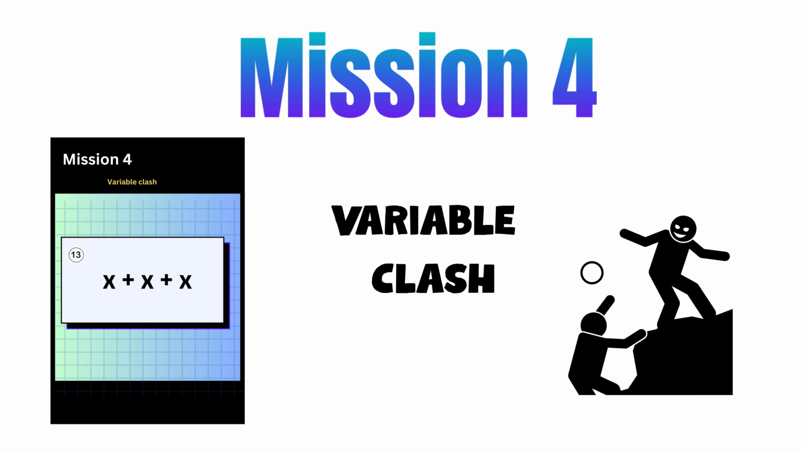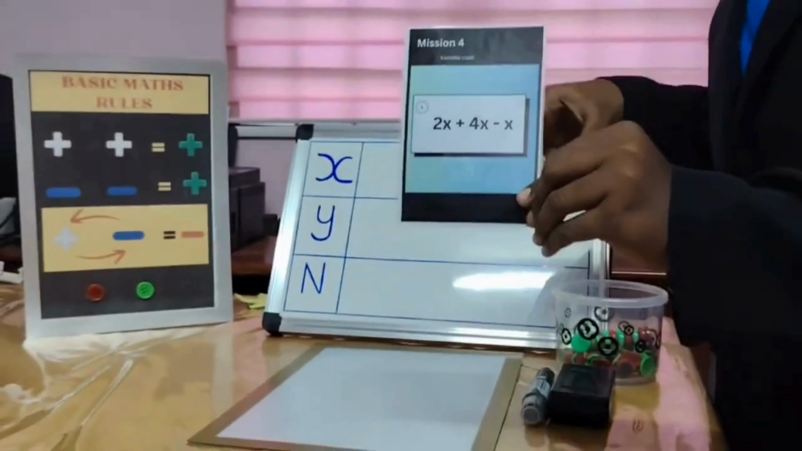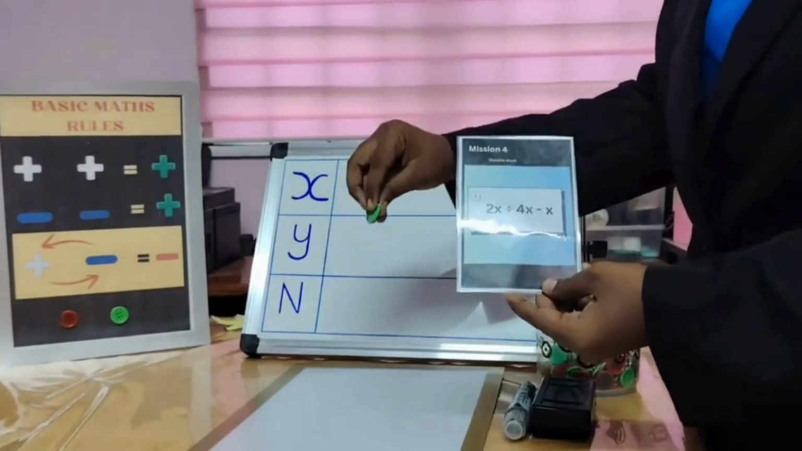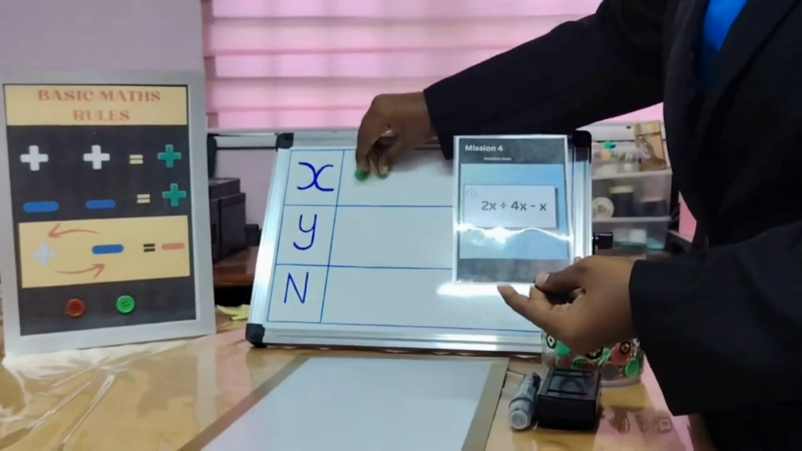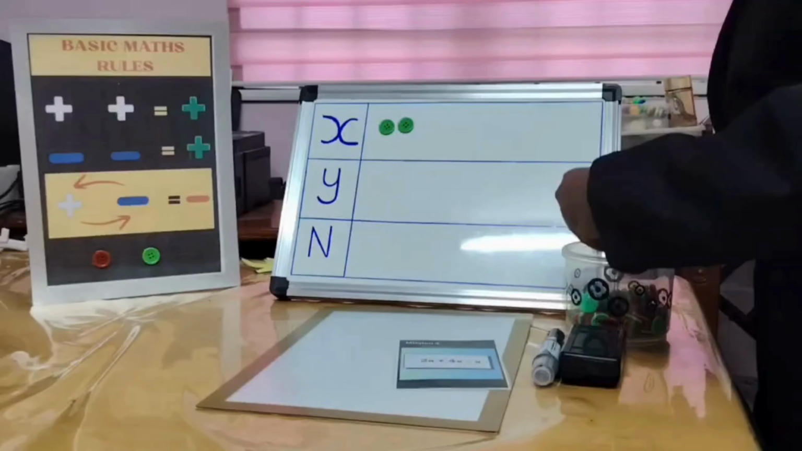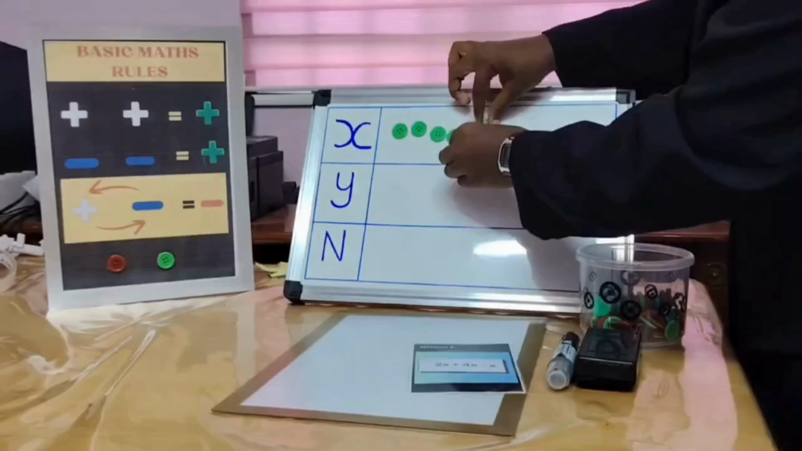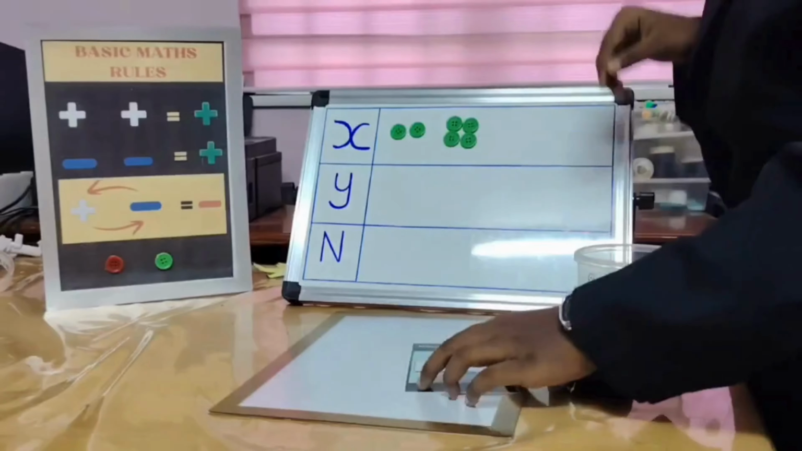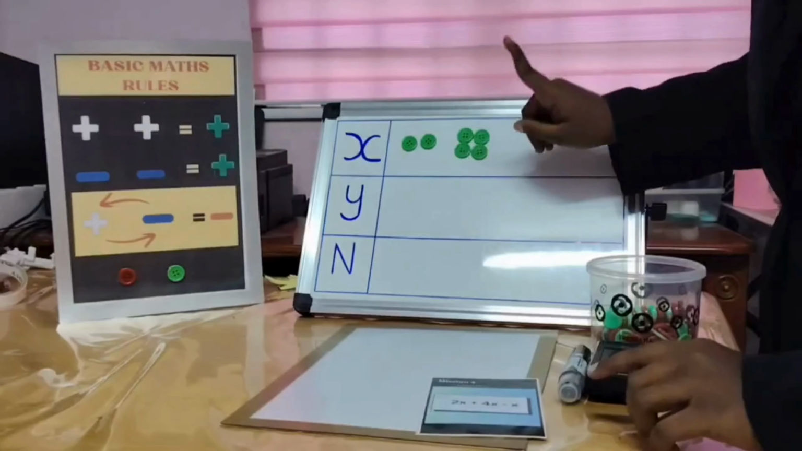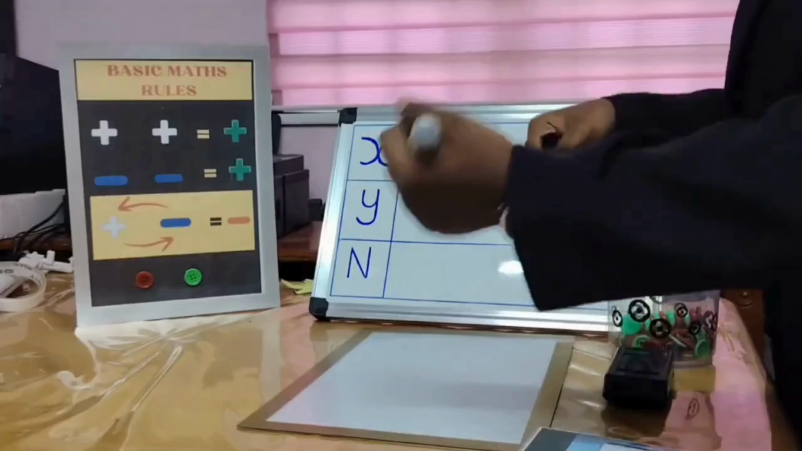Variable flash. Mission 4. So this is the equation for mission 4. First, 2x, which is a positive number. We are going to put 2 green buttons in column x, 1 and 2. Now, plus 4x, so we are going to add another 4 green buttons in column x. 1, 2, 3, and 4. Now, minus 1x. So we are going to take 1 button away from column x. So the final answer is 5x.